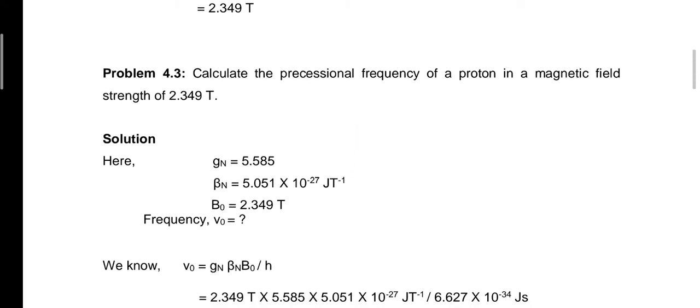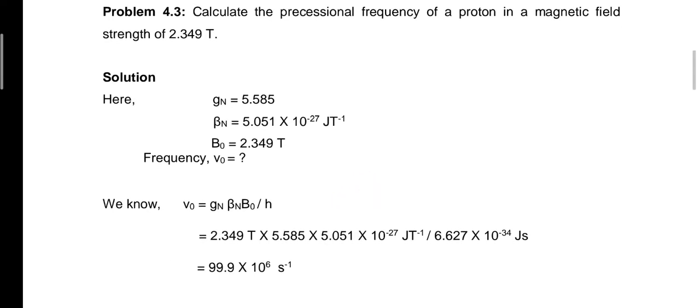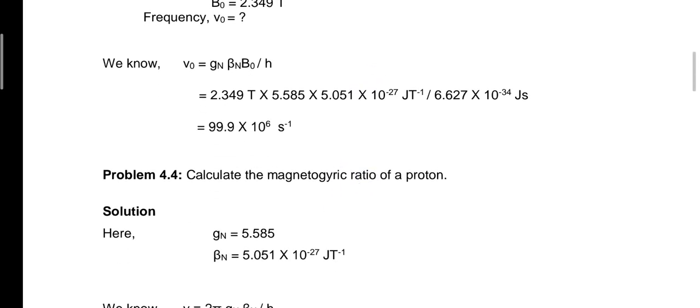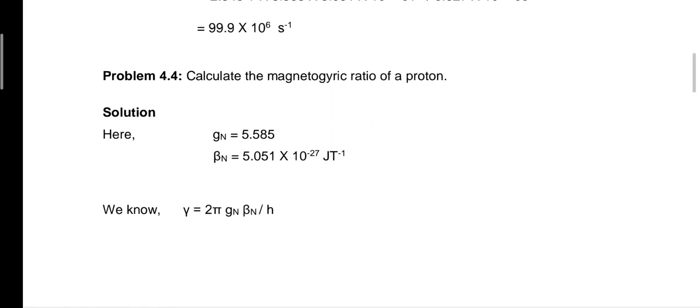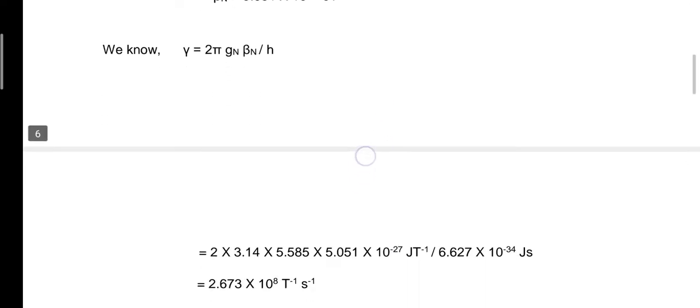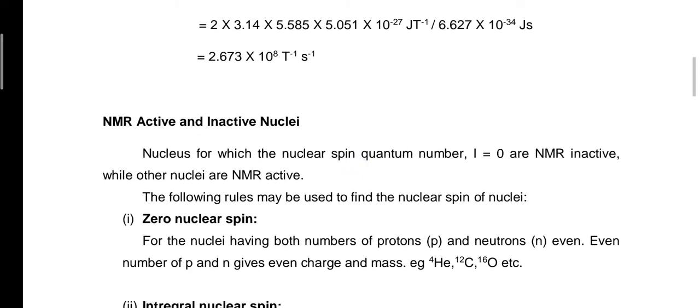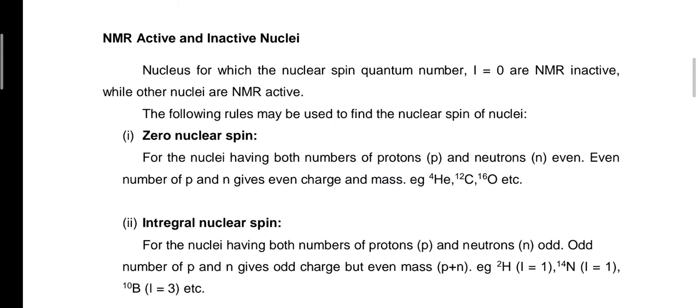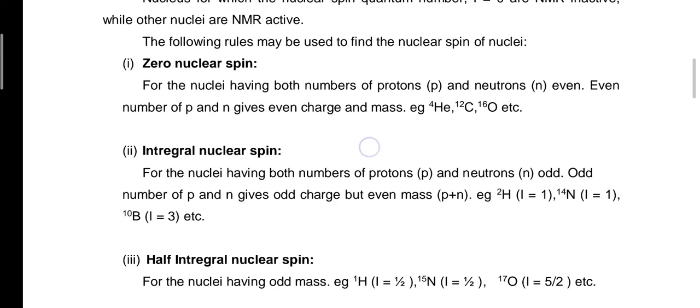Okay, it is also important to calculate the precessional frequency of a proton. It is very easy. Calculate the magnetogyric ratio, also by putting the values in the formula. Okay, NMR active and NMR inactive nuclei is very important, so we have to concentrate on it: zero nuclear spin, integral nuclear spin, and also half-integral nuclear spin.